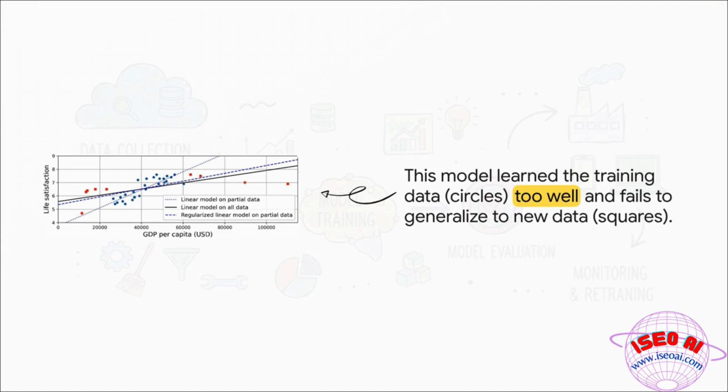Take a look at that dotted line. This model has learned the training data, the blue circles, perfectly. I mean, it zigs and zags to hit almost every single point. But the moment we show it some new data, the red squares, it's completely lost. It's way off. See, it didn't learn the real pattern. It just memorized the noise.